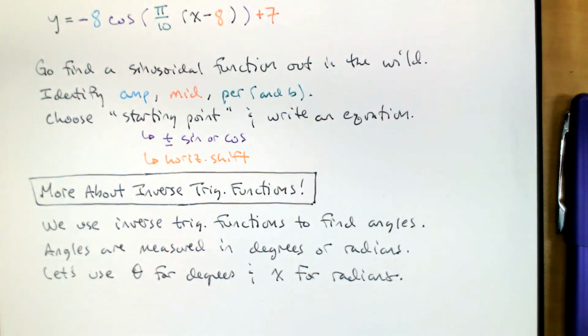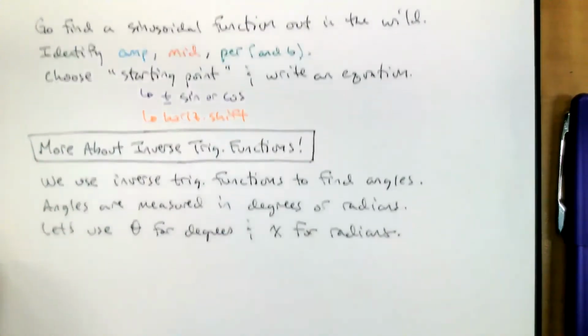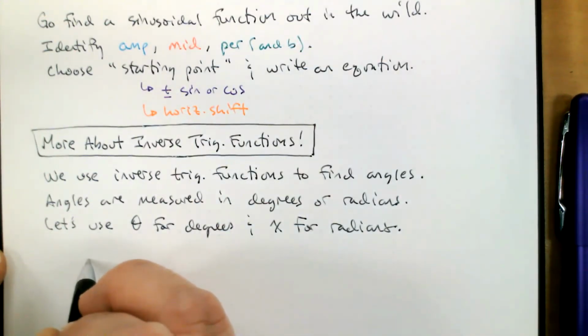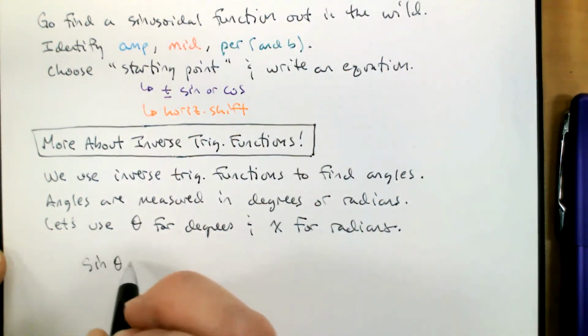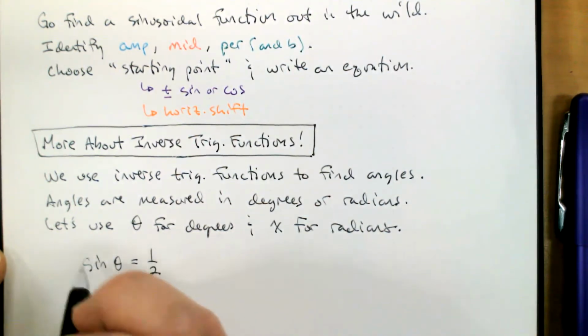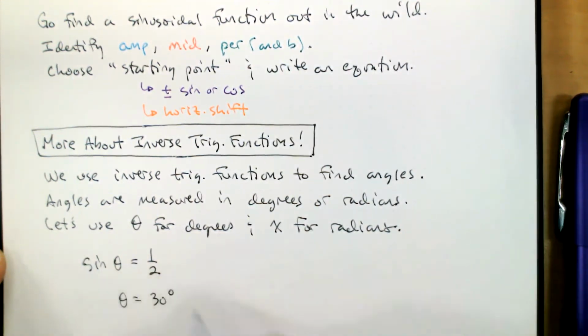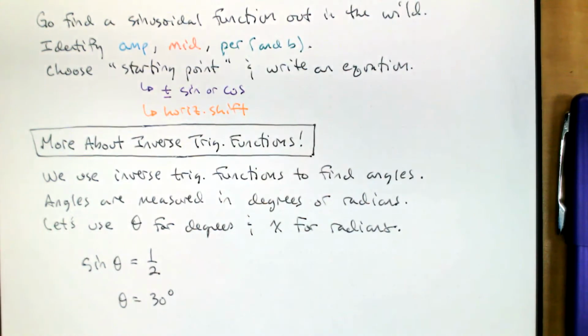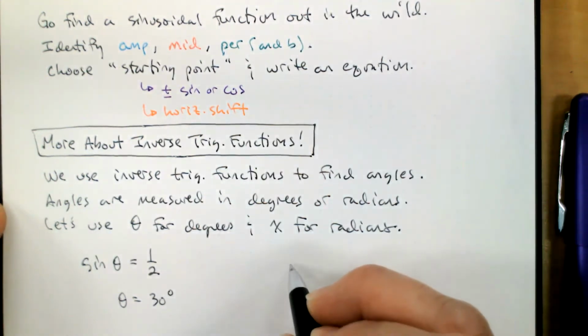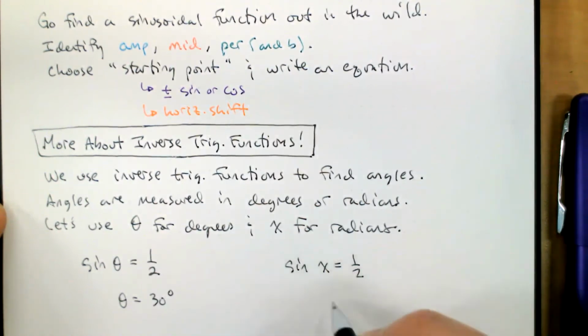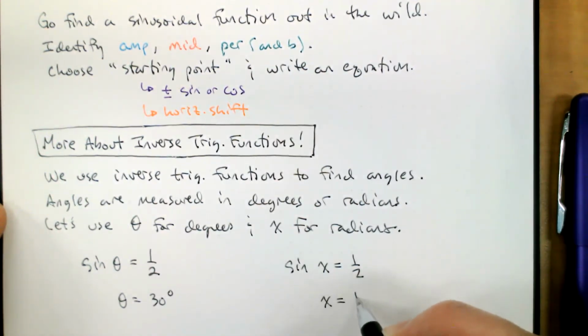So what I mean is that if I say sine of theta is equal to 1/2, then theta is 30 degrees. Naming the angle theta is a request for degrees. But if I say sine of x is equal to 1/2, then we will use radians.